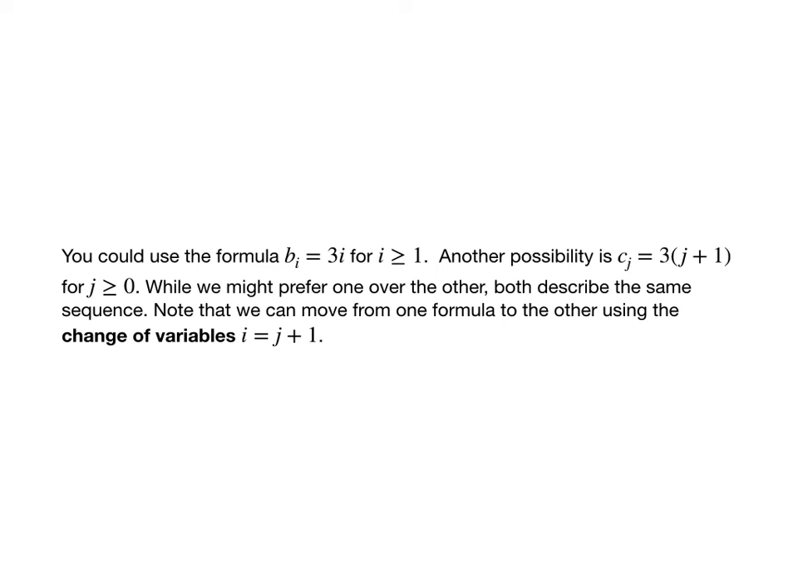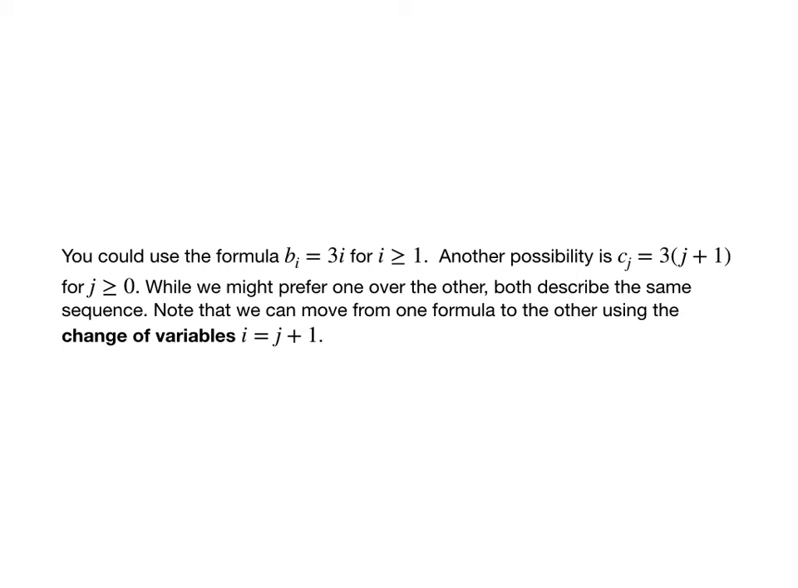So one possibility is b sub i equals 3i for i greater than or equal to 1. Okay, so we could see from looking at that sequence that these were multiples of 3. The first one was 3 itself. And so one straightforward way of expressing that would be 3i for i greater than or equal to 1. That's not the only way that you could express that sequence.